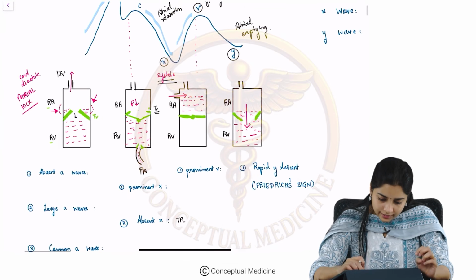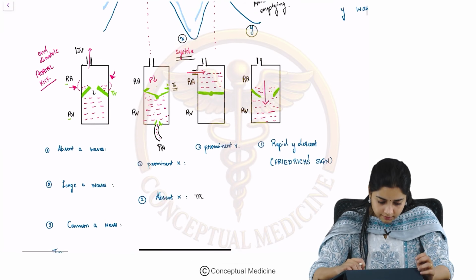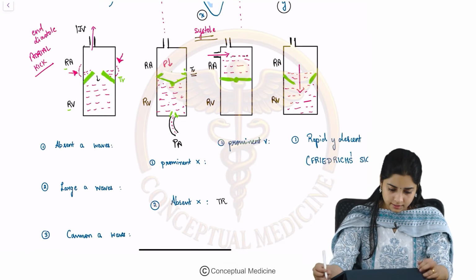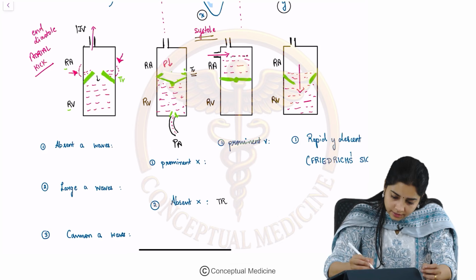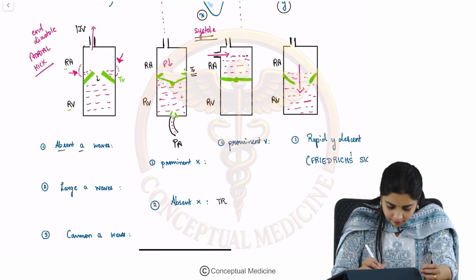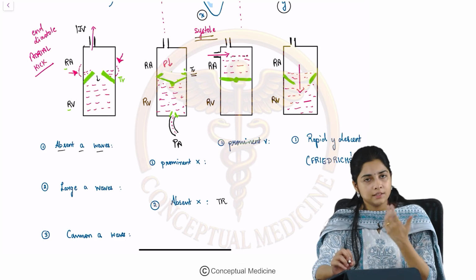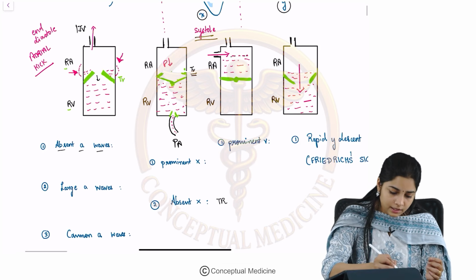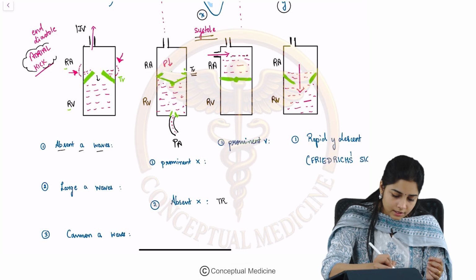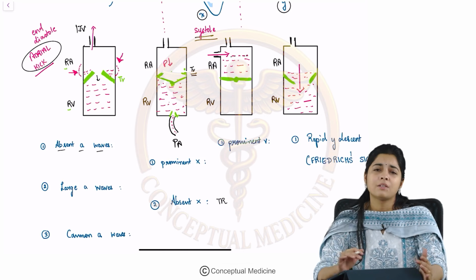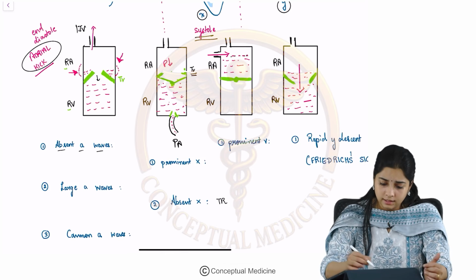Now let us look at the various abnormalities. We have understood how each of these forms. Let us look at various abnormalities. So when do you get an absent A wave? When the atria is not contracting. We know that the A wave is because of the atrial kick or the atrial contraction. When will the atria not contract? When there is chaotic or disorganized electrical activity in the atria, right?